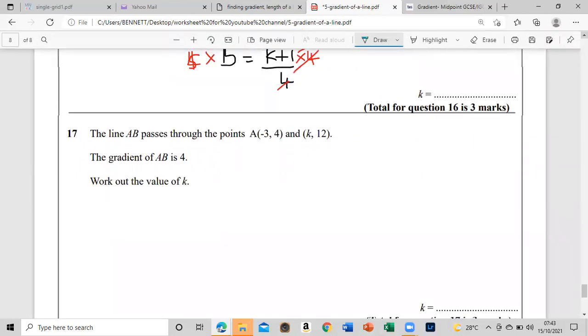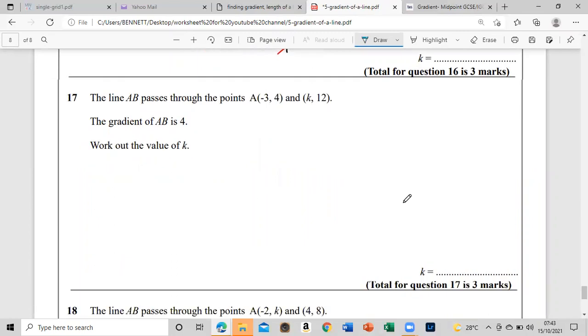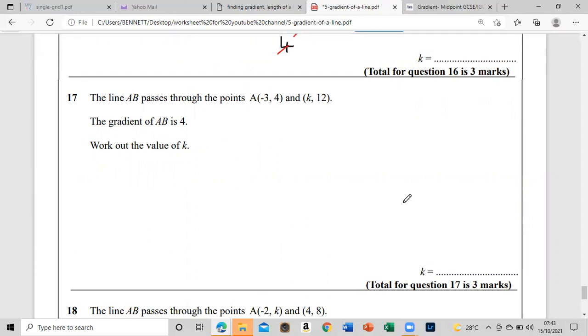The line AB passes through points (-4, -3) and (4, K12)... The gradient of AB is 4. Work out the value of K.